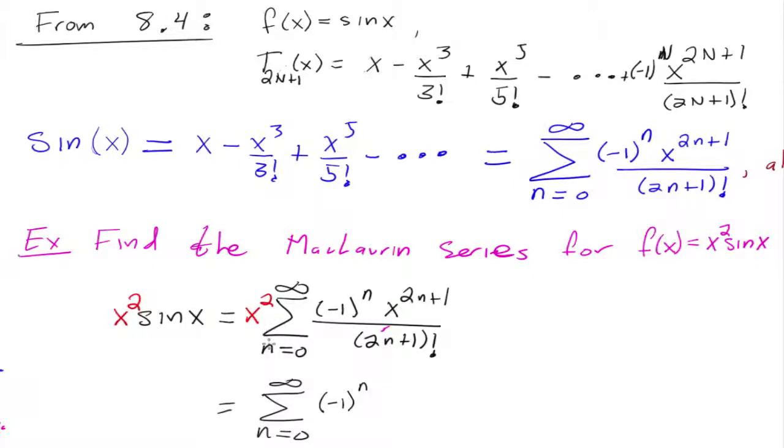Okay, anyways, what happens when I bring the x squared inside? What do I end up with? x to the 2n plus 3, right? Over (2n plus 1) factorial.